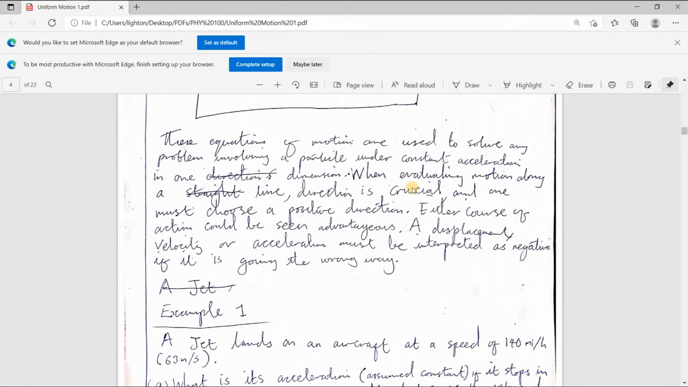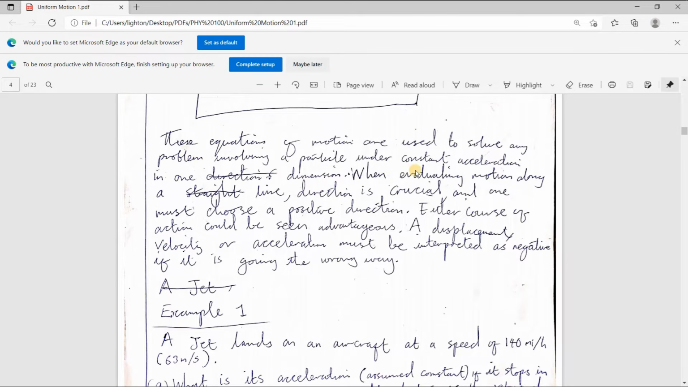Now, these equations of motion are used to solve any problem involving a particle under constant acceleration in one dimension. So back again to one dimension, meaning in a straight line. That's what we mean. One dimension meaning that it's either in the x-axis alone, or in the y-axis alone, or in the z-axis. That's what we mean by one dimension.